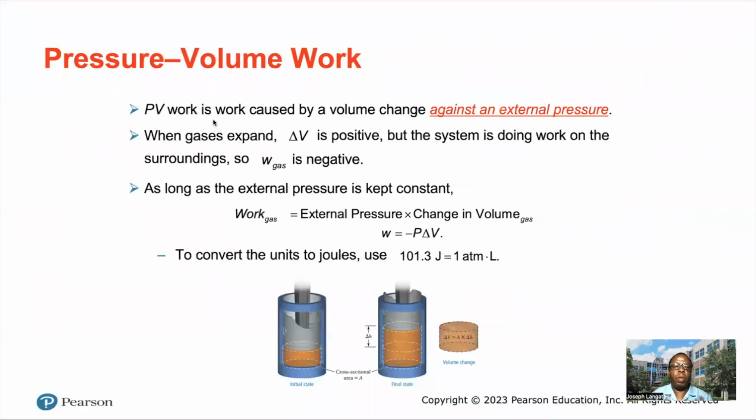Let's look at this. PV work is pressure volume work. PV means pressure volume work is caused by volume change against external pressure. There is an external pressure here.